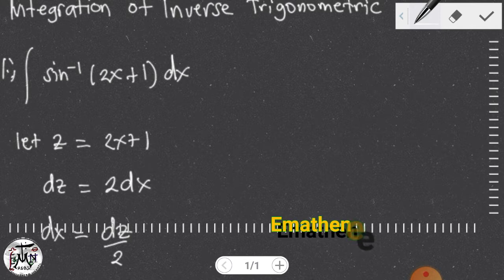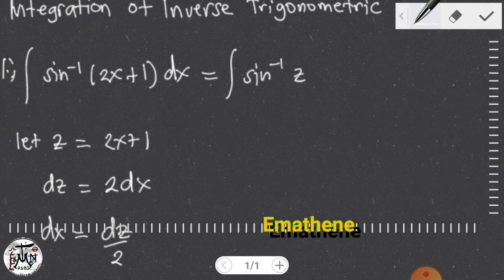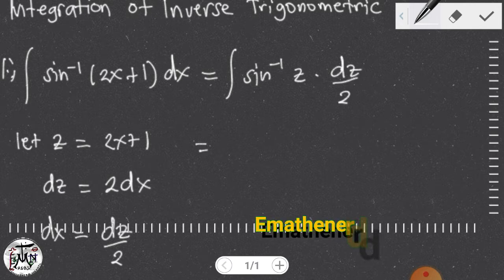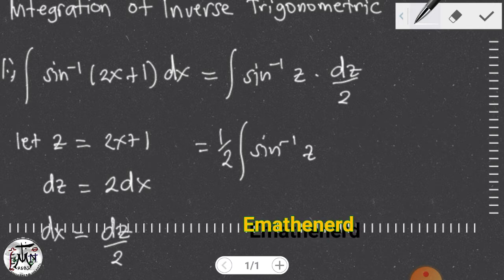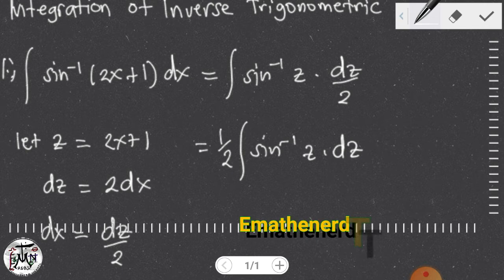So we have sine inverse z, and dx is dz over 2. We write 1/2 here, then the integral of sine inverse z dz. Take note that in this integration of an inverse, I will show you how to solve this inverse problem without the use of the formulas for integration of inverse trigonometric functions.